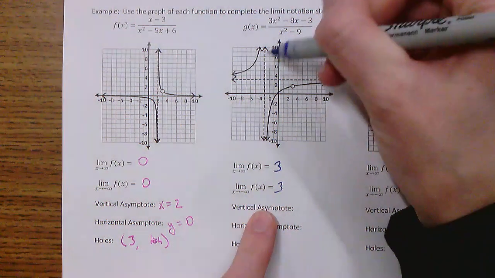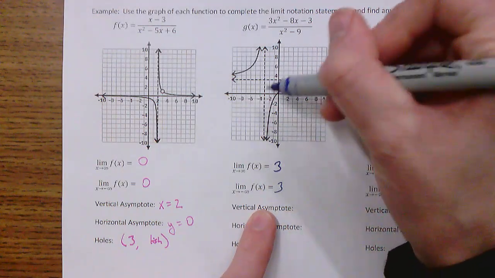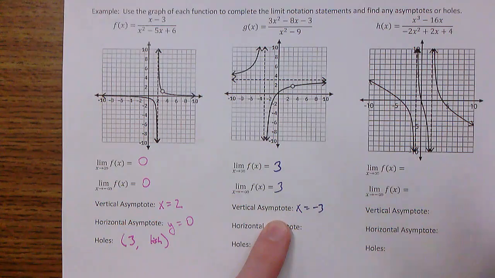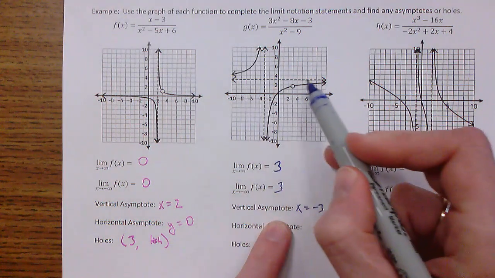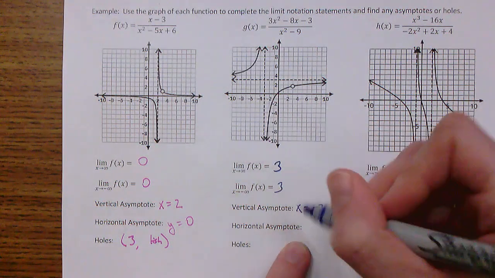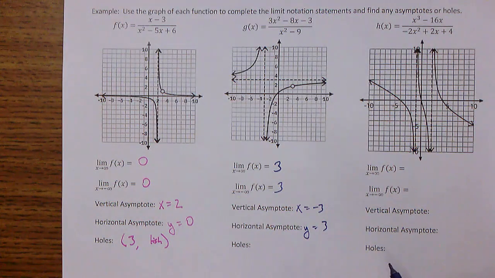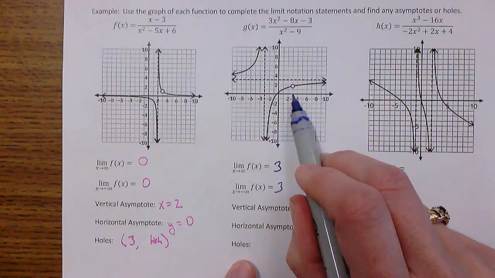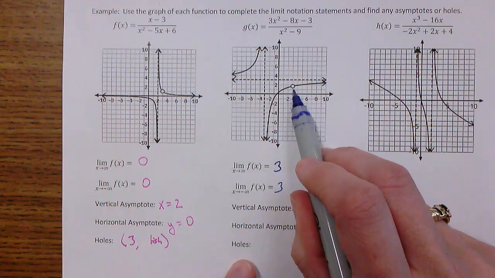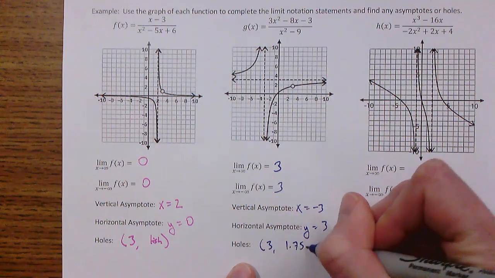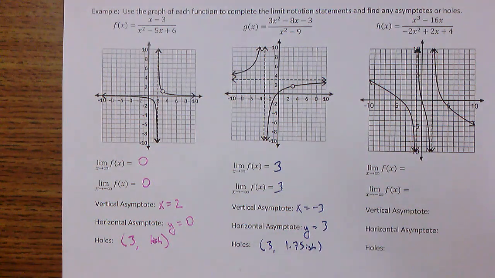Okay, vertical asymptote, that's this one right here. Those are all points with an x coordinate of -3. My horizontal asymptote, this one right here, those are all points with a y coordinate of 3. They all have the same height. Okay, and my hole for this one, the x coordinate is definitely 3, and it's somewhere between 1 and 2. So I'm going to call this like, I don't know, 1.75-ish, and that's good enough for the sake of what we're doing right now.